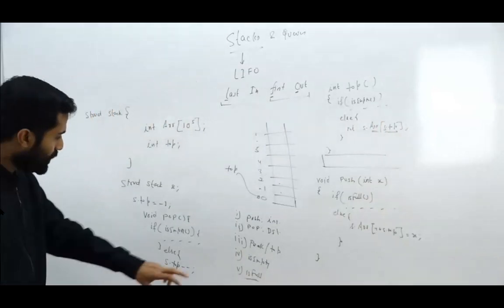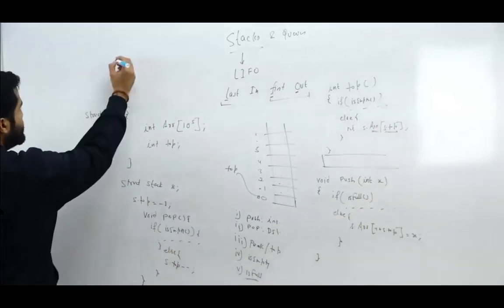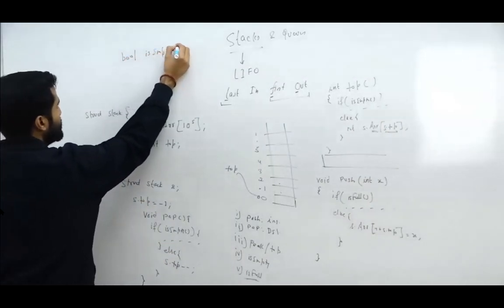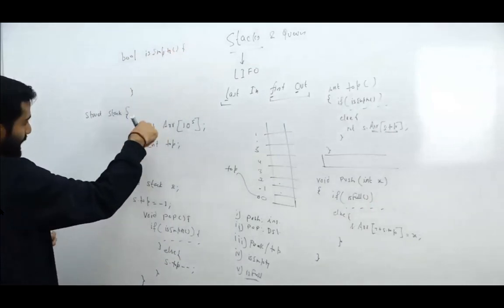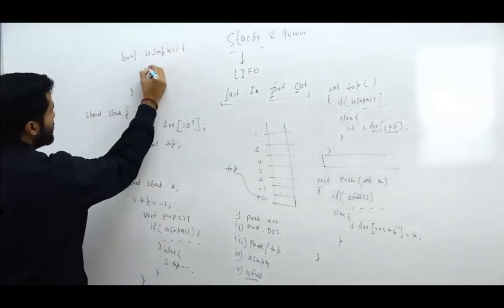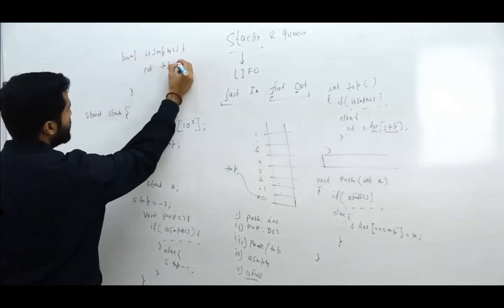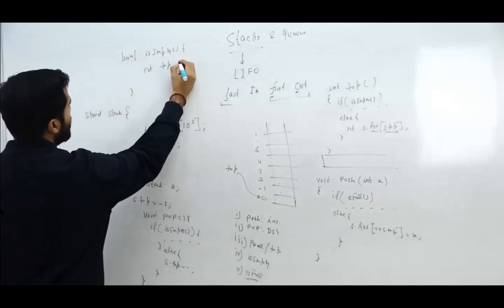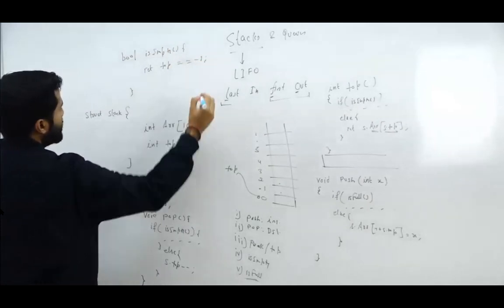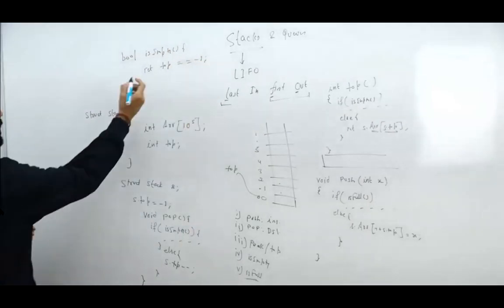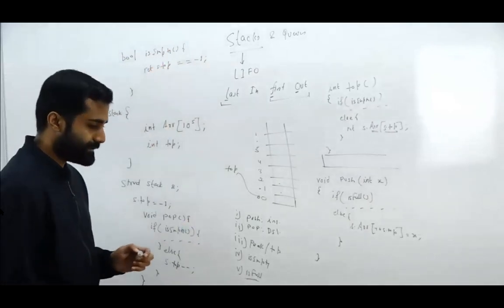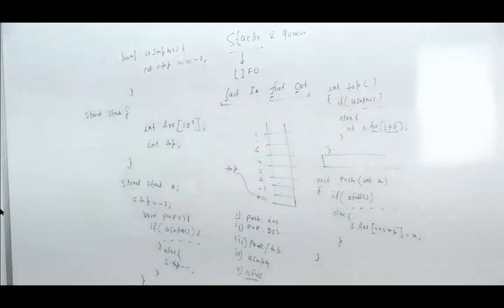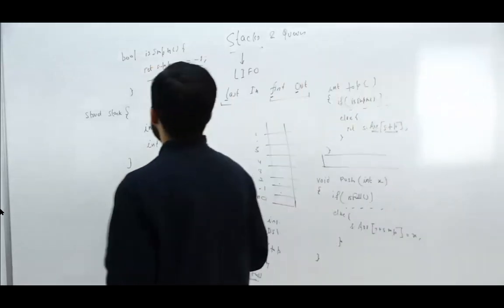Okay. Can you implement is empty and is full? Again, very easy. So bool is empty. If you're talking about an array implementation, you can say return top equals to -1. So if at any point of time your stack dot top is equal to -1, that means the stack is empty, right? And similarly, you can implement is full also.